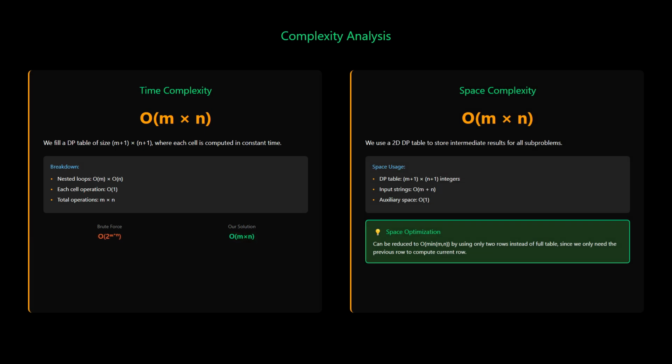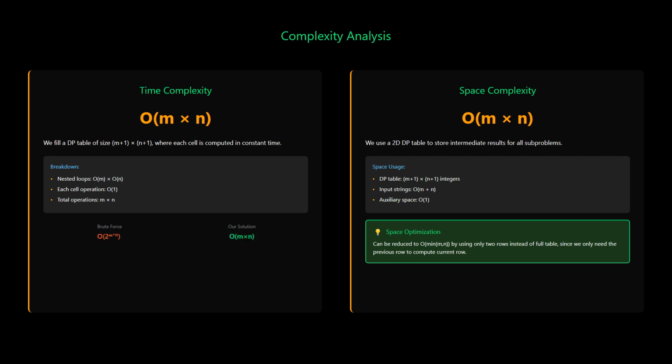Let's analyze the complexity of our solution. The time complexity is O(m * n), where m and n are the lengths of the two input strings. This is because we fill each cell of our DP table exactly once, and we have m plus 1 rows and n plus 1 columns. The space complexity is also O(m * n) for storing the DP table.